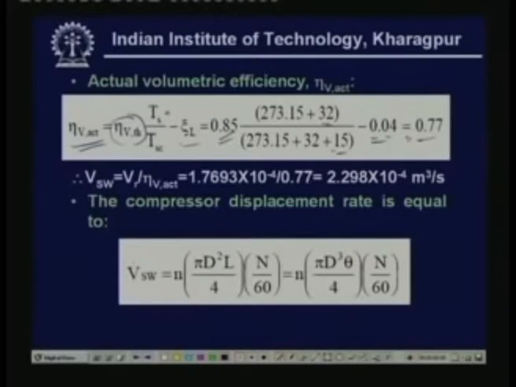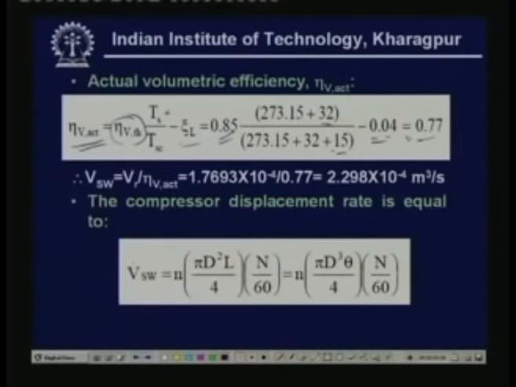0.77. Now we know that from this we can find out what is the required swept volume of the compressor. This is nothing but the volumetric flow rate of the refrigerant divided by the actual volumetric efficiency. So if we substitute these values, we find that the required swept volume of the compressor is 2.298 into 10 to the power of minus 4 meter cube per second.